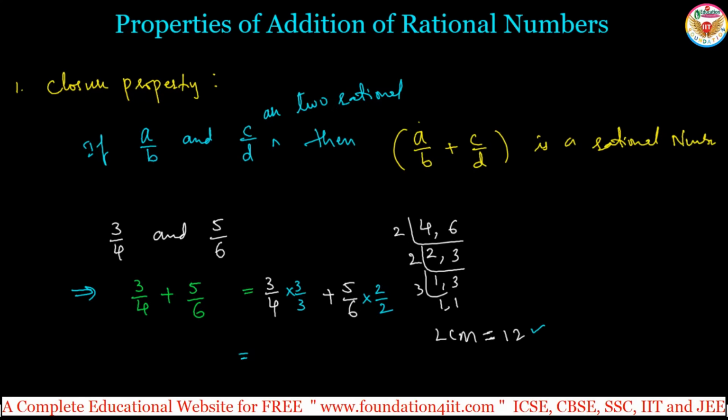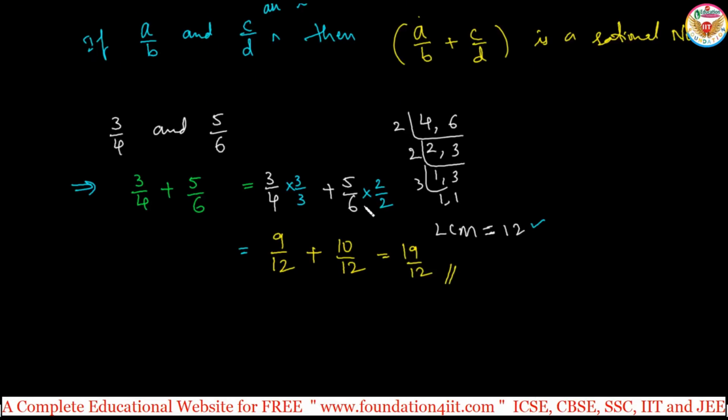Now just multiplying, 3 times 3 is 9/12 plus 5 times 2 is 10/12. 9/12 plus 10/12 is 19/12. When denominators are the same, you can just add the numerators: 9 plus 10 over 12, 19/12. So if you observe, 19/12 is also a rational number. If by adding any two rational numbers the result is also rational, that is called the closure property.